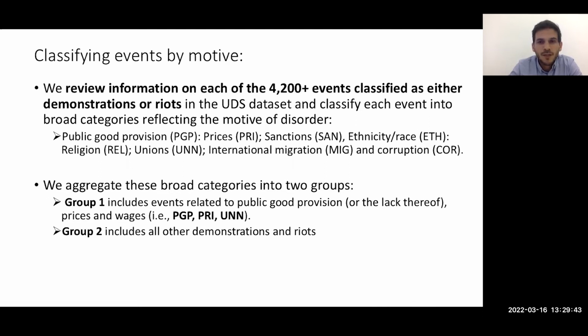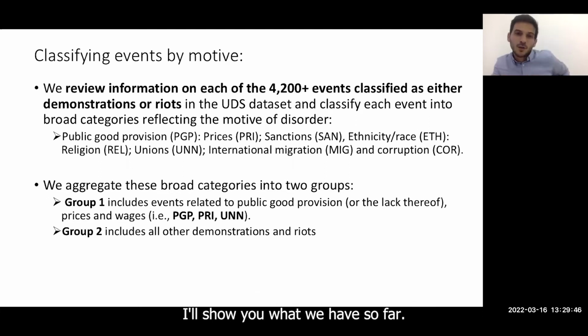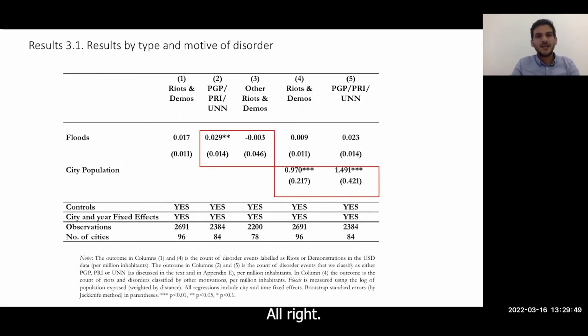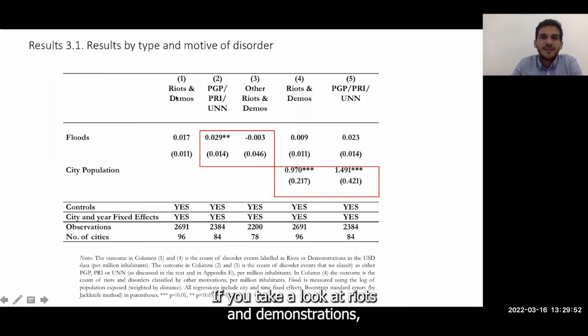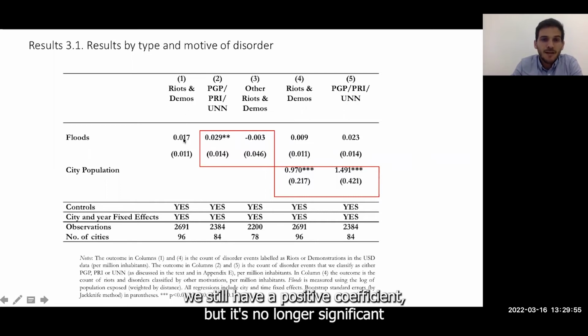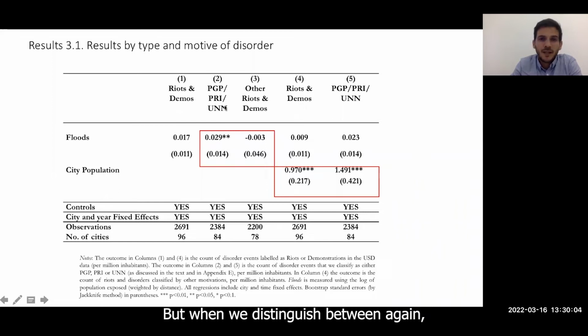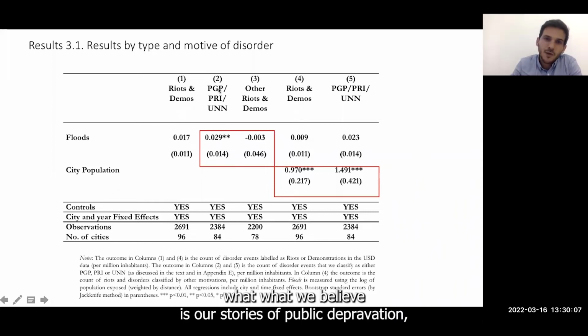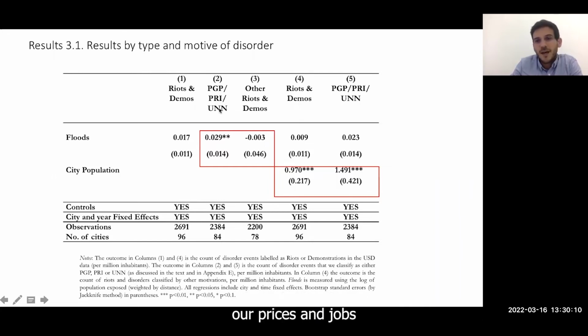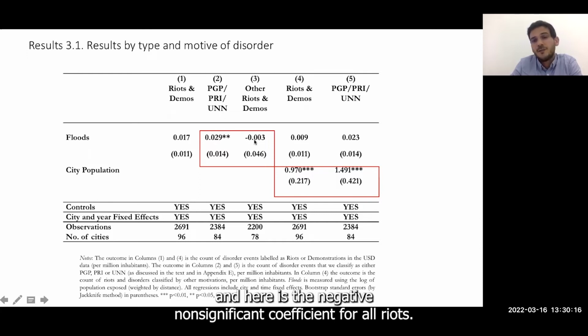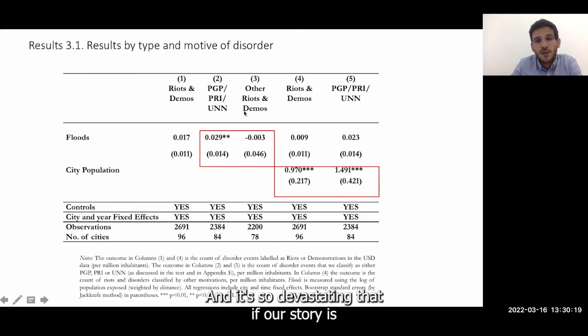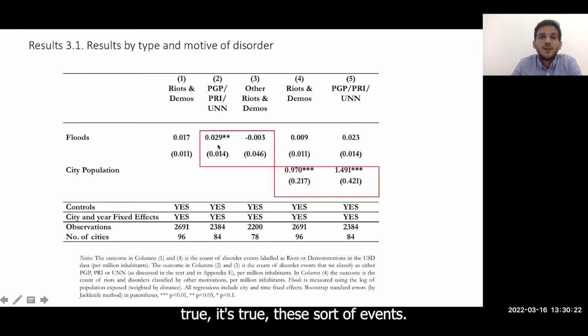At the moment, we're doing heterogeneity analysis, looking at all of these categories. I'll show you what we have so far. All right, so if you take a look at riots and demonstrations, we still have a positive coefficient, but it's no longer significant. And we think here it is because the sample size is smaller, right? But when we distinguish what we believe is our story, so public good provision, prices, and jobs and wages, we have our positive coefficient, and here is a negative or non-significant coefficient for other riots and demos. So this is telling us that if our story is true, it's through this sort of events, all right?